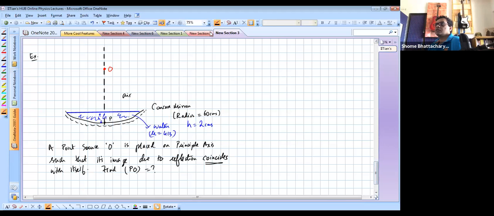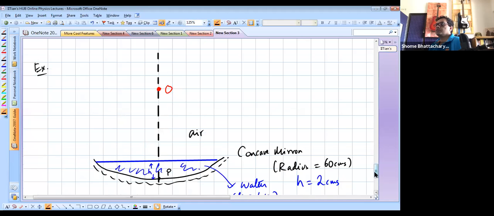Okay, so once again, let us first think in terms of ray diagram. What we want should be the occurrence over here.